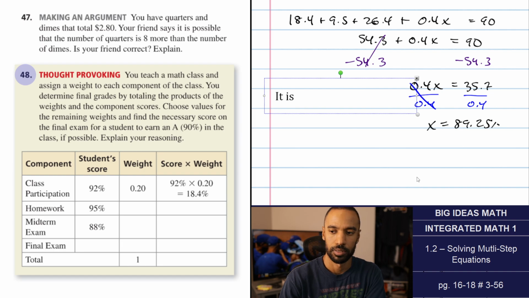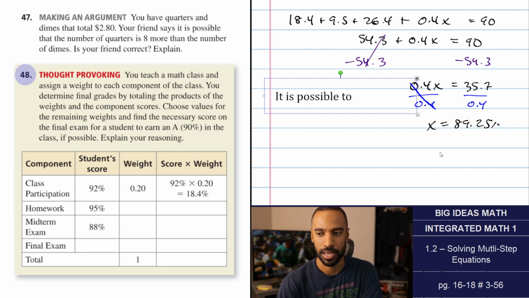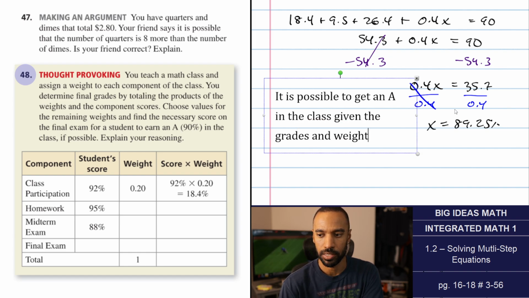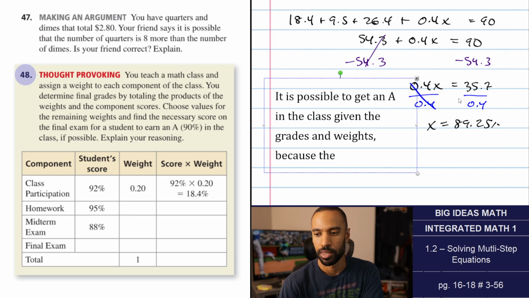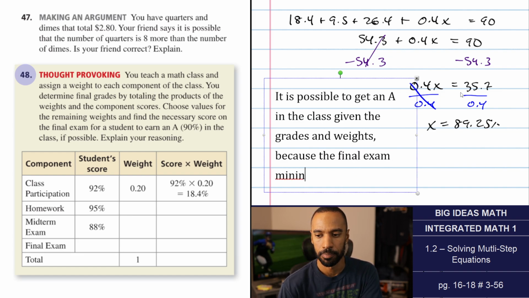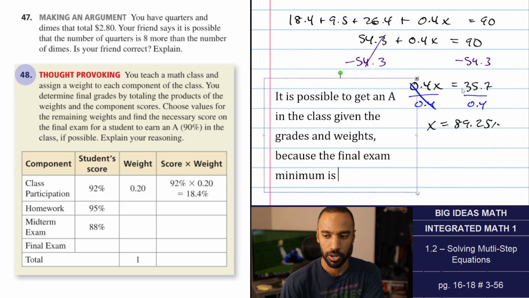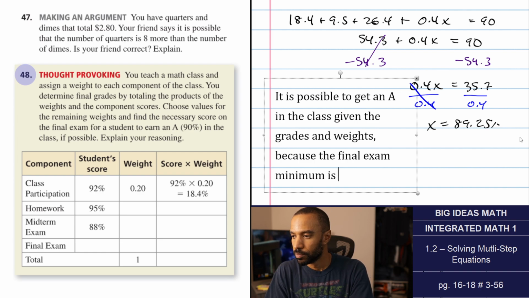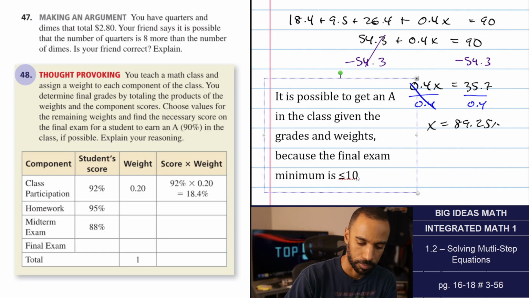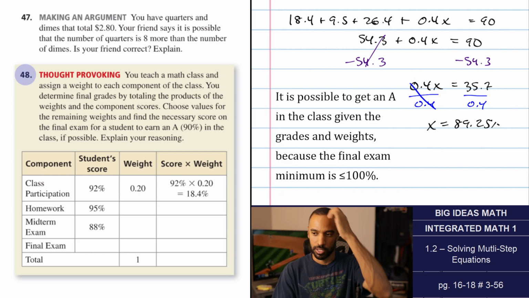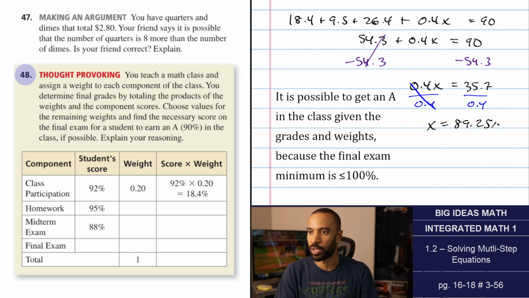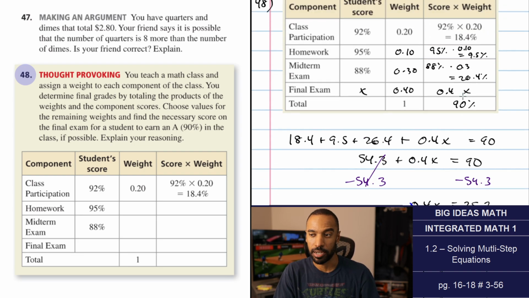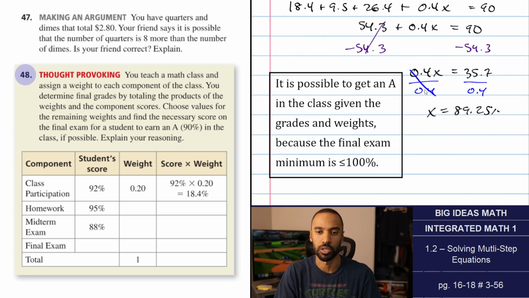It is possible to get an A in the class given the grades and weights, because the final exam minimum is less than or equal to 100%. As long as it's that or less than, then it's possible to do, and that's what we got. Now, you might have chosen different weights. You might have gone about it a different way, and I hope I did my numbers correct in my calculations. I did all that in my head, so we're good.